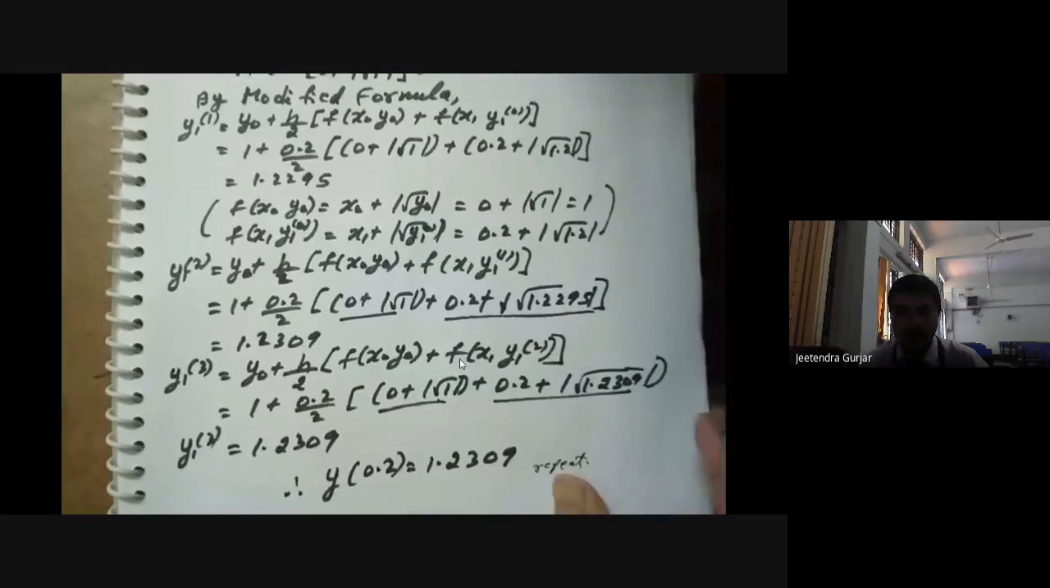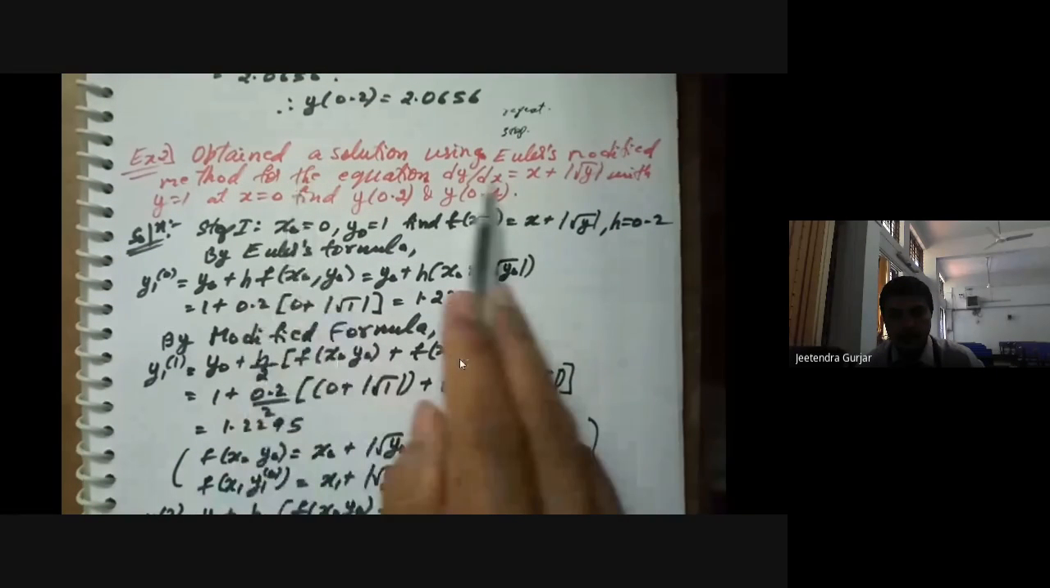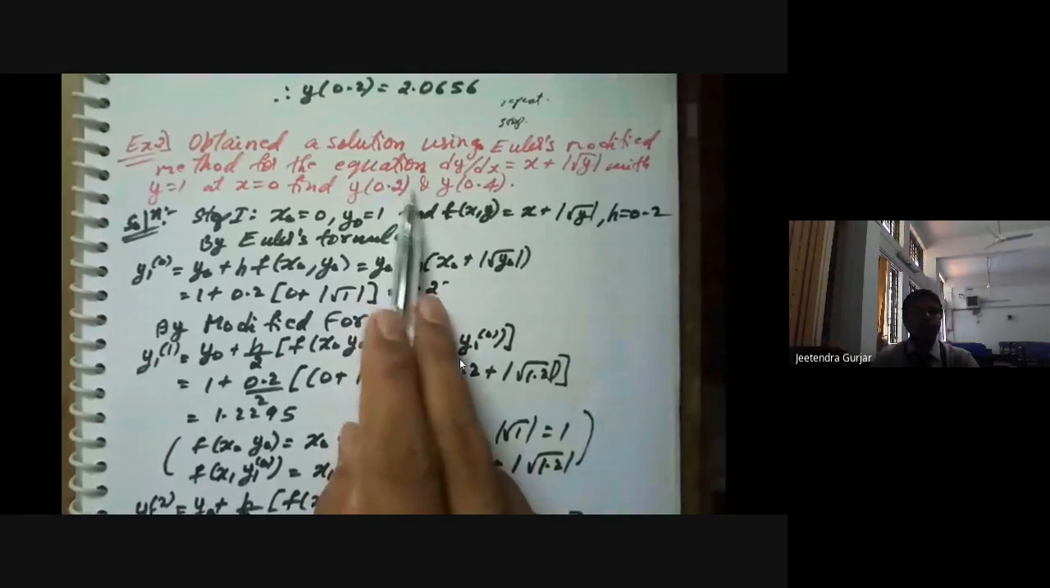So like this, it is easy to calculate y of 0.4. I have given another one, so please you can do y of 0.4. Those who have not understood, I will just repeat this once again quickly, within 2 minutes.